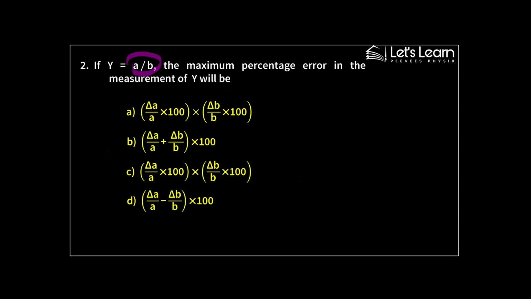They are doing division. The maximum possible percentage error. Just add the fractional errors, which gives you the total fractional error in calculating y, and since they wanted percentage, times 100. So the answer is B.